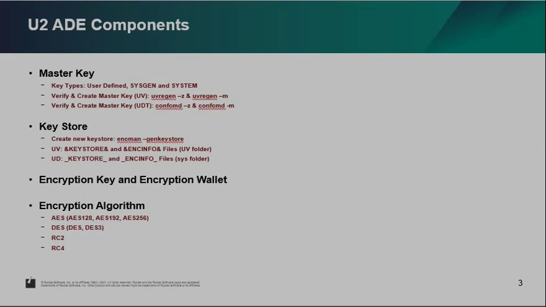After the master key is created, you need to create a key store. The key store is basically two files. For Universe, they will be &key store and &enc info. For UniData, they will be _key store and _enc info. One is located in the UV folder, and the UniData one is located in the sys folder.